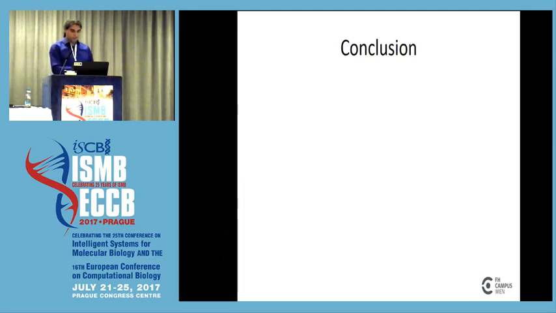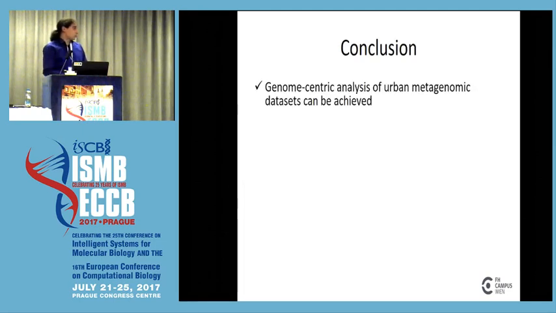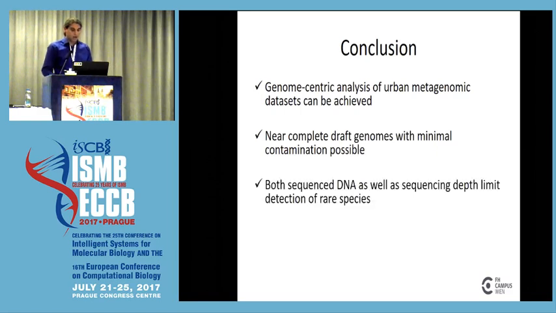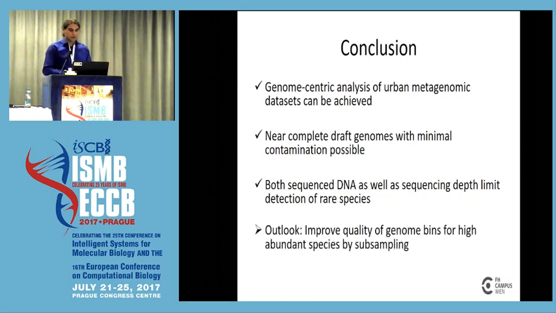So in conclusion, it is possible to do genome-centric analysis over metagenomic datasets. Near complete draft genomes with minimal contamination are able to be achieved. And not only sequencing depth, but also the DNA input do impact the detection of rare species.